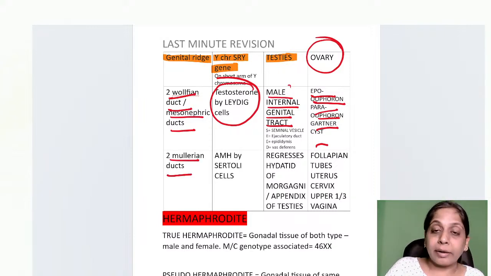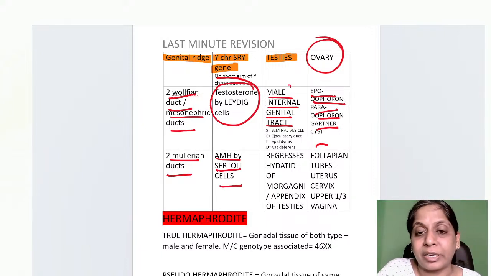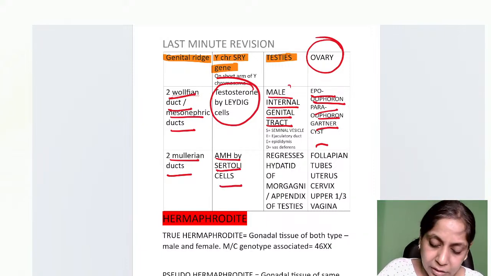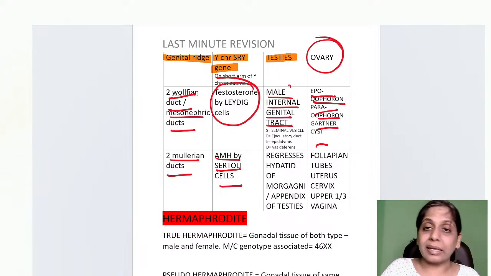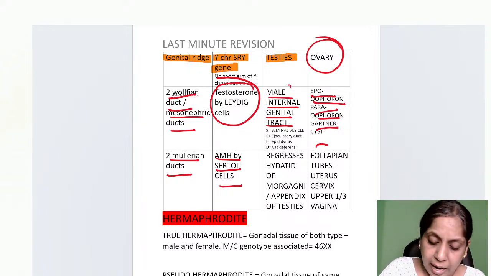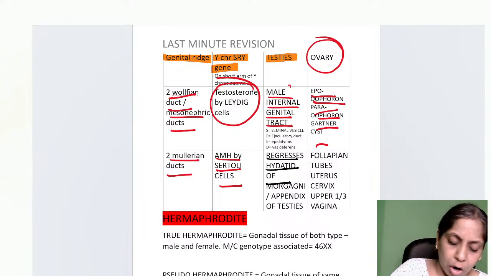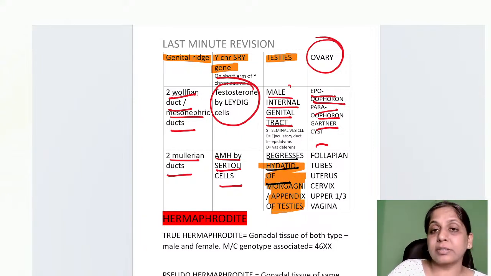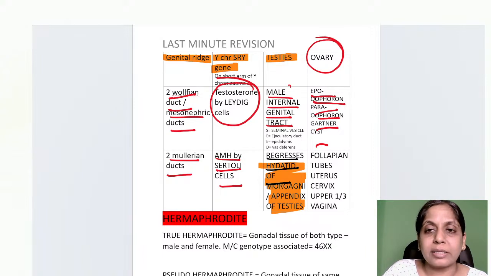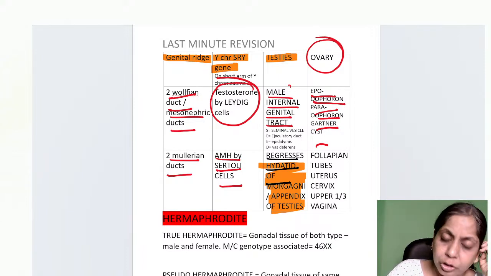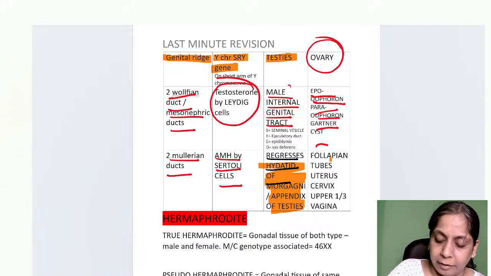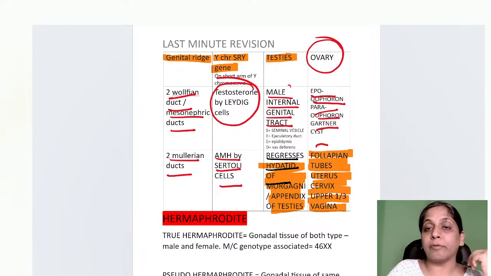On the Müllerian duct, the AMH, which is released by the Sertoli cells present in the testes, acts, and in males the duct regresses due to the AMH. The remnant Müllerian duct forms the hydatid of Morgagni and appendix of testes. So all the ducts which regress are gathered near the gonadal organs. In the female, it forms fallopian tubes, uterus, cervix, and upper one-third vagina.